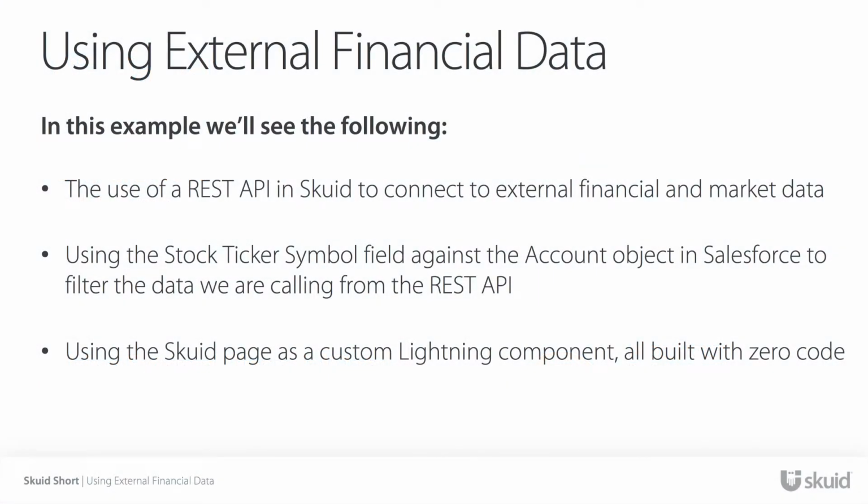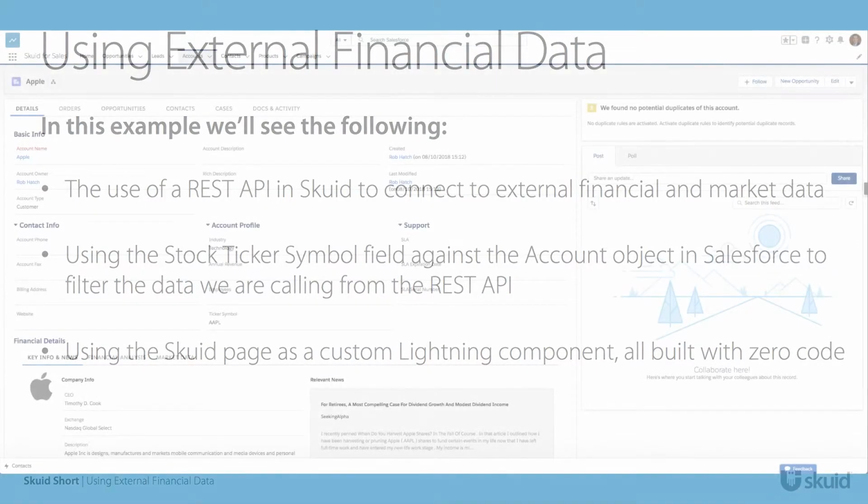In this example, we'll see the use of a REST API in Skuid to connect to external financial and stock market data. We'll be using the stock ticker symbol field against the account object in Salesforce to drive the filtering of the data we're calling from that REST API. And we'll also see how we can use Skuid to create a custom Lightning component to consume this financial and market data, all built without any code. Let's first of all have a look at the finished solution.